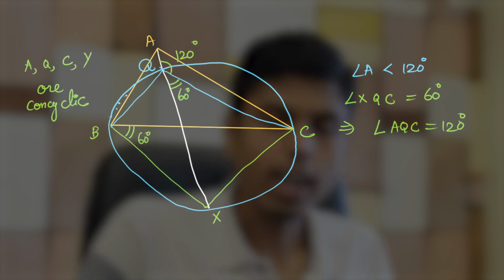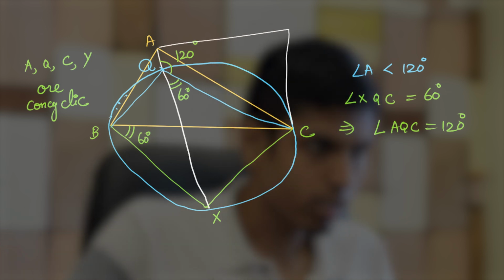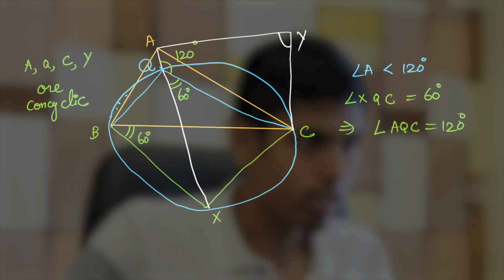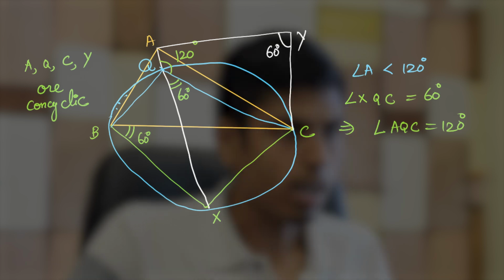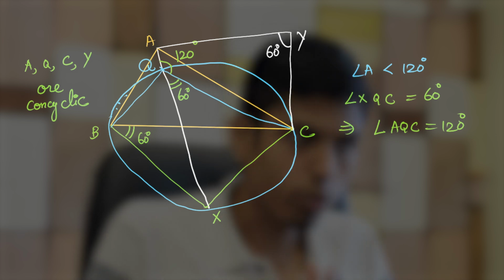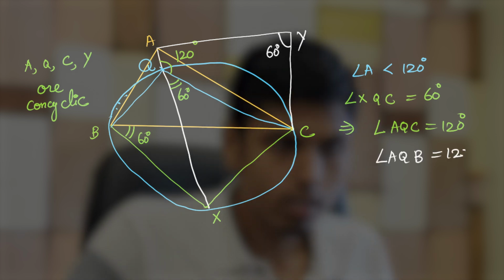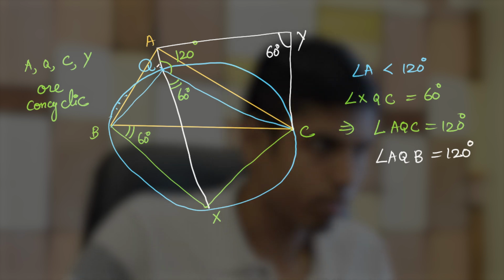This is due to the fact that opposite angles add up to 180 degrees. Notice that if I construct this equilateral triangle, which is ACY, then angle AYC would be 60 degrees and 120 plus 60 is 180. That means these 4 points are concyclic. And similarly, AQB is also 120 degrees, which is here.